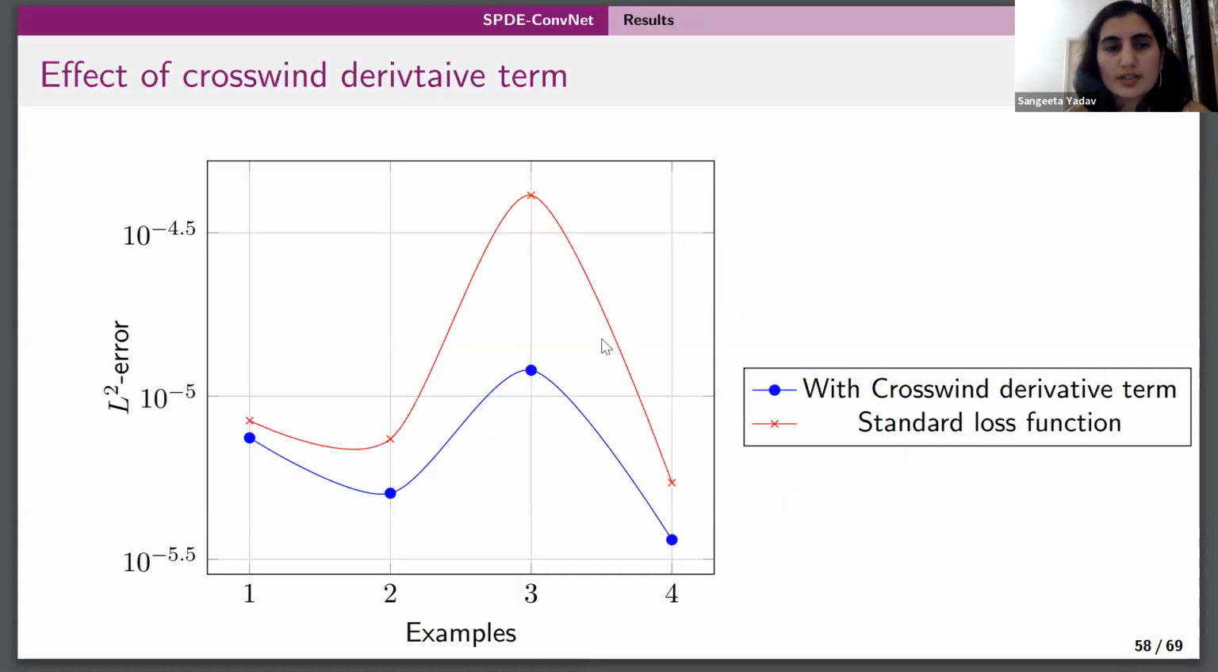Here we have plotted the L2 error for two cases. With this experiment, I'm trying to show the effect of the crosswind derivative term which we considered in the loss function. You can see that with the standard loss function, the L2 error is always bigger than what we get with the inclusion of the crosswind derivative term, for all the examples.